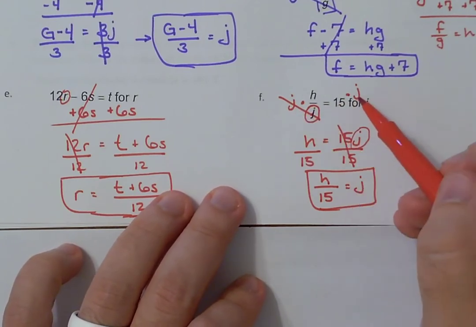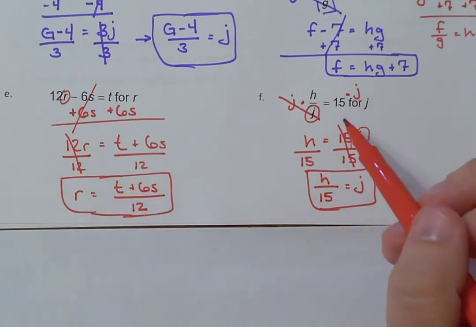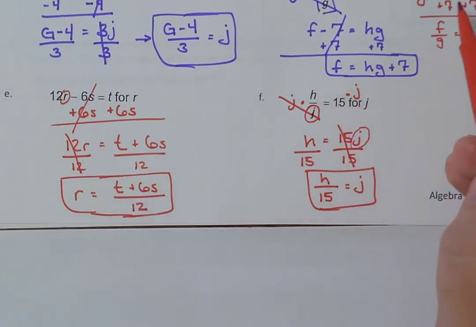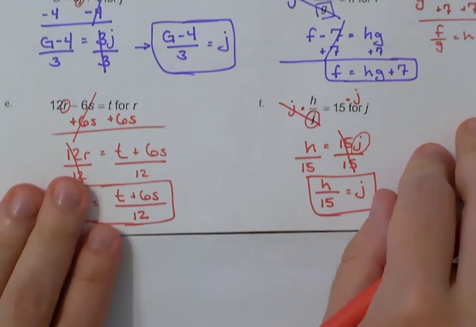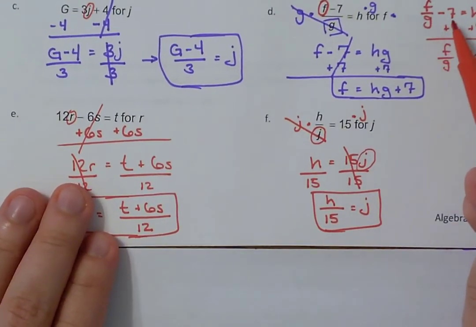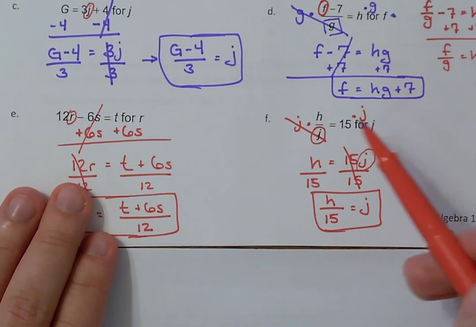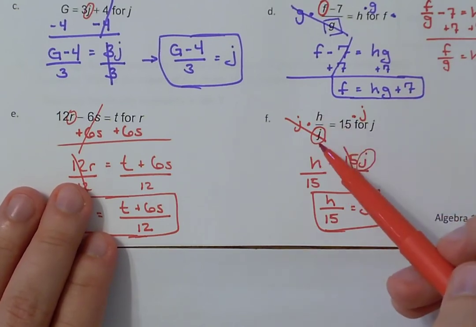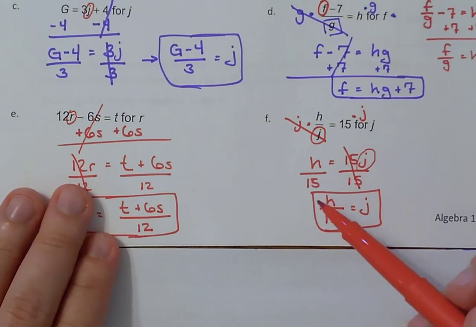Multiply it first to get rid of the fraction. If there's no plus or minus afterwards, like this f minus 7 that I did for D, this extra problem, in that case you can add first. Again, I have one whole fraction on the side. Get rid of the fraction and then solve.